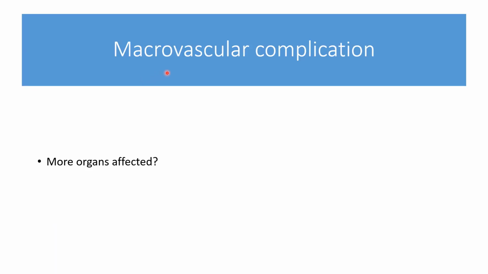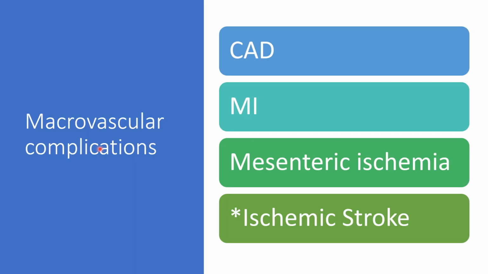Now, macrovascular complications. So the question is, are there more organs that will be affected by long-standing diabetes mellitus? The answer is yes. Okay, macrovascular complications: coronary artery disease, myocardial infarction, mesenteric ischemia, ischemic stroke.